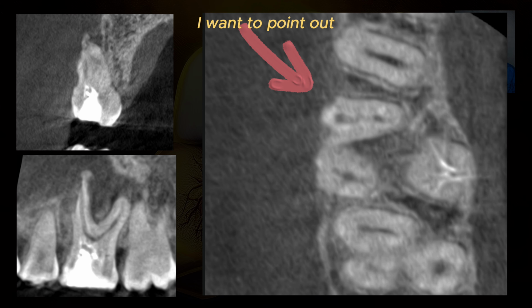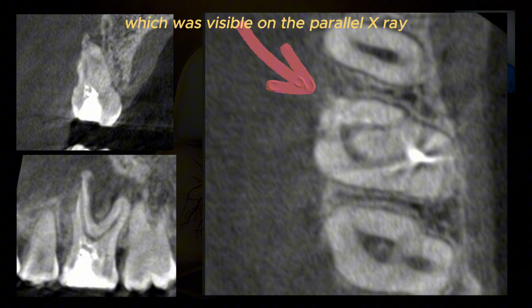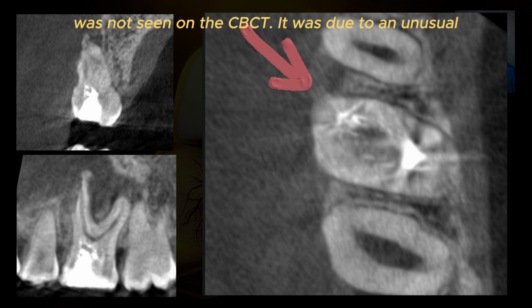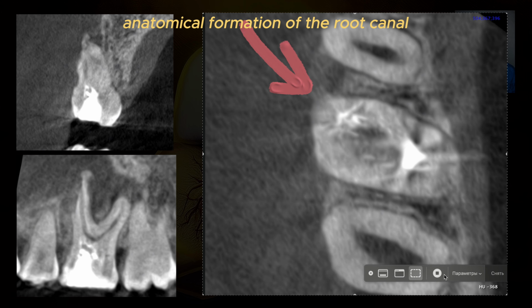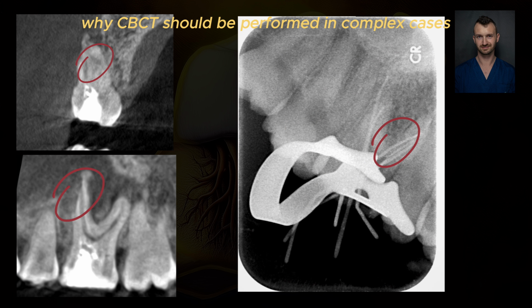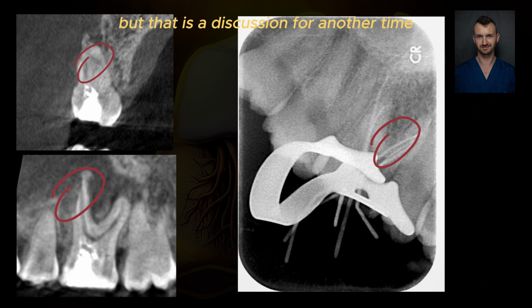I want to point out that the radiolucent area in the middle third, which was visible on the parallel X-ray, was not seen on the CBCT. It was due to an unusual anatomical formation of the root canal in the middle third. This is one of the reasons why CBCT should be performed in complex cases, as it can provide clearer diagnostic information. But that is a discussion for another time.